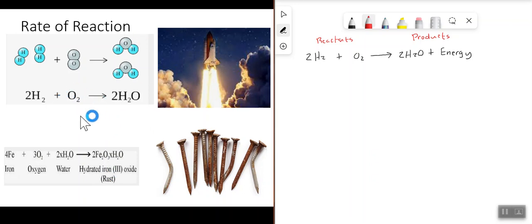So another way of thinking about a chemical reaction is that it's a rearrangement. This is the way it was starting off, and then over time, this is the way it was finishing up. Okay, so it's like a change that happens, or a reassembly of the atoms that make up the products.